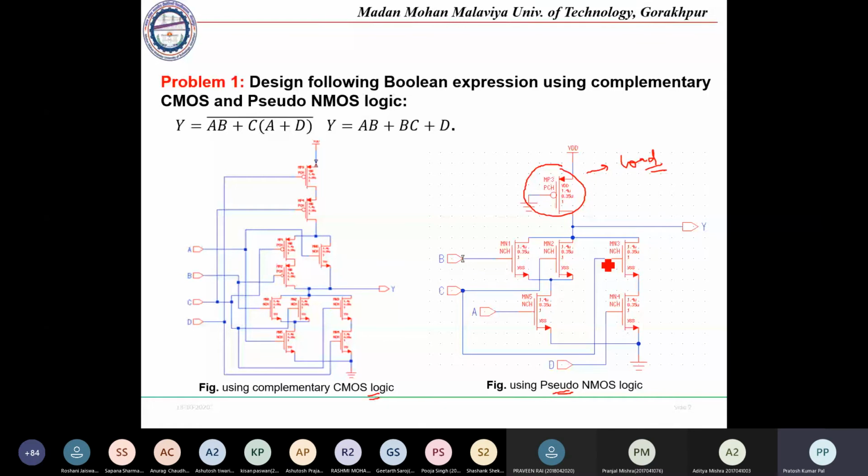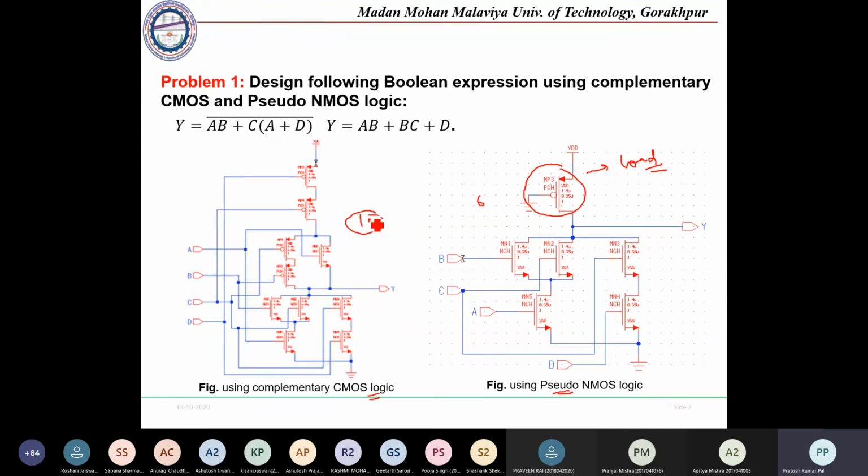The advantage we can see directly here is, here a large number of transistors are being used to design the same function, and here a small number of transistors are used to design the same function. Okay, so here 1, 2, 3, 4, 5, and 6 transistors are required. Here 1, 2, 3, 4, 5, 6, 7, 8, 9, 10 transistors are required. So here 10 transistors, here 6 transistors are required.